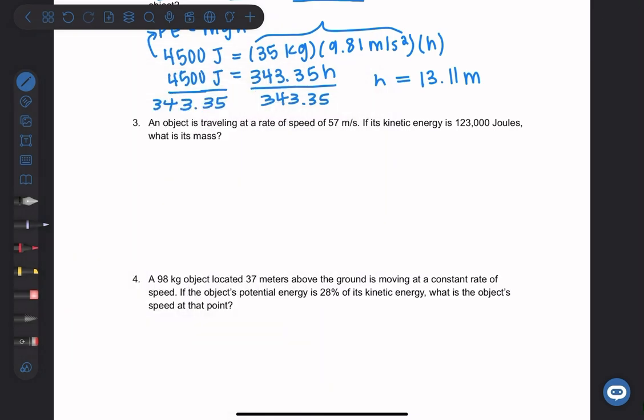An object is traveling at a rate of 57 meters per second. If its kinetic energy is 123,000 joules, what is its mass? So it says kinetic energy. Oh, it didn't even change. So we want to use the kinetic energy equation. It gives you the kinetic energy, so you plug that in.